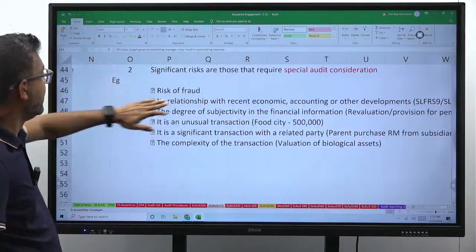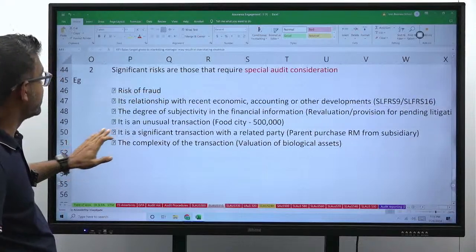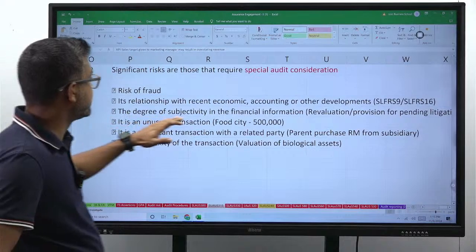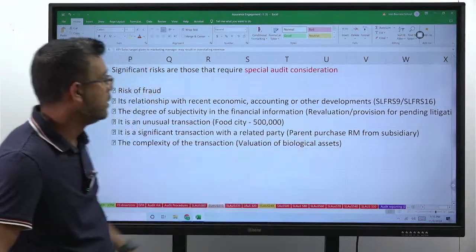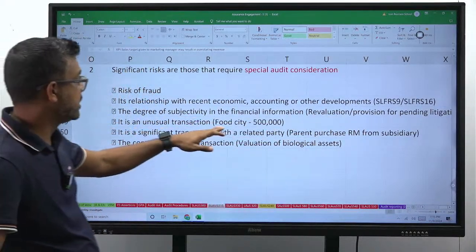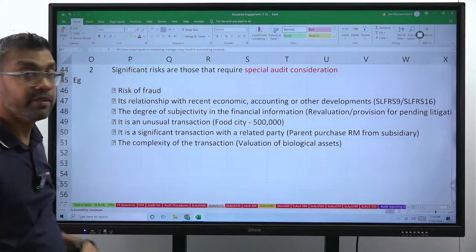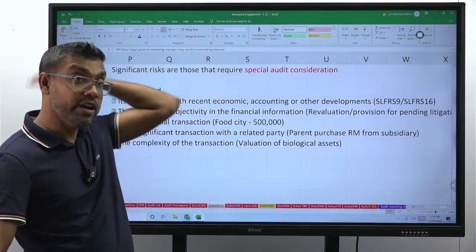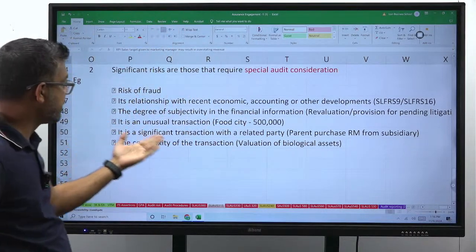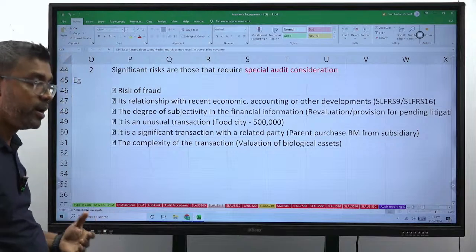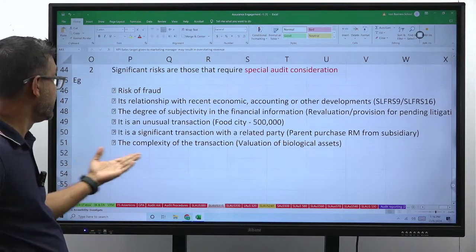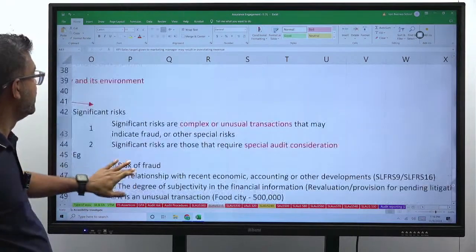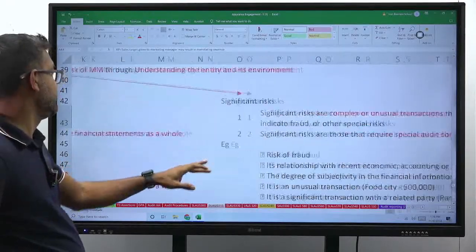What are significant risks? Risk of fraud, a relationship with recent economic and accounting developments, the degree of subjectivity, for example valuation, pending litigation, unusual transactions. Like Food City having a 500,000 invoice, which can't be, because Food City's normal per-transaction value can be 100,000 maximum, but you can see 500,000, which is unusual. A significant transaction with a related party is always subject to inherent risk. A complex transaction like valuation of a biological asset. So these are a few examples of significant risk. So that's 315.